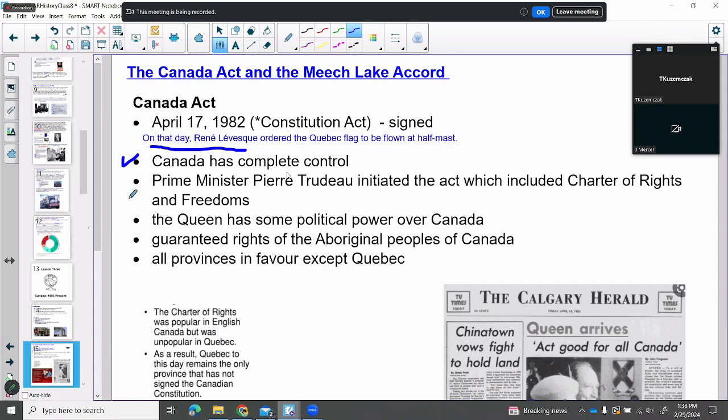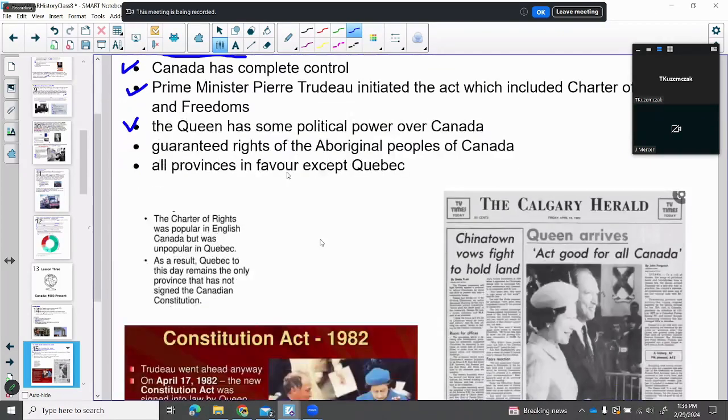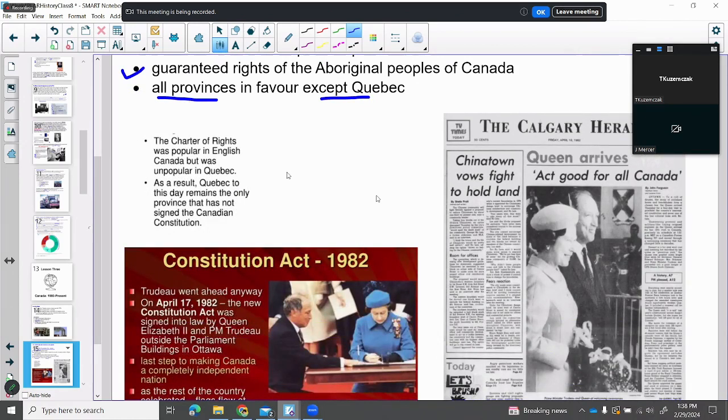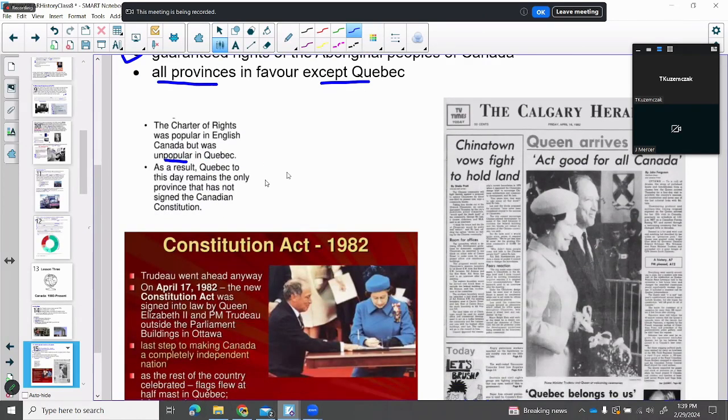Prime Minister Pierre Trudeau initiated the act, which included Charter of Rights and Freedoms. At that time, the Queen has some political power over Canada. It also guaranteed rights of the Aboriginal peoples of Canada, and all provinces were in favor except Quebec. So the Charter of Rights was popular in English, but was unpopular in Quebec. As a result, Quebec to this day remains the only province that has not signed the Canadian Constitution.